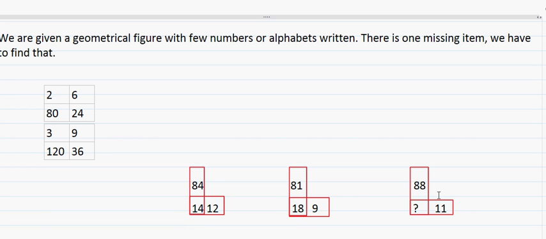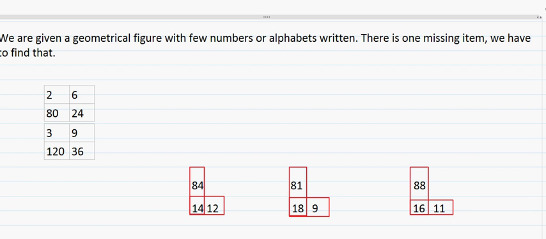So you are pretty sure when you divide this by this, 88 by 11, you get 8, and double of that would be here, which should be 16. So 16 has to be here, right? So this was a CSAT question, right? And if you were able to solve it, you could have got 2 marks.